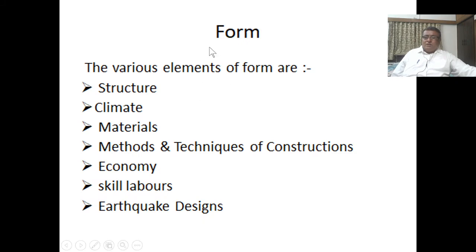Now let's see the various types of forms, or various elements of forms. First one is structure, second one is climate, third one is materials, fourth one is methods and techniques of construction, fifth one is economy, sixth one is skilled labor, and seventh one is earthquake design. Now let us see these elements, or components of forms, one by one.